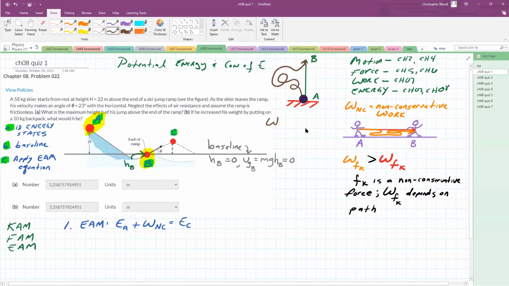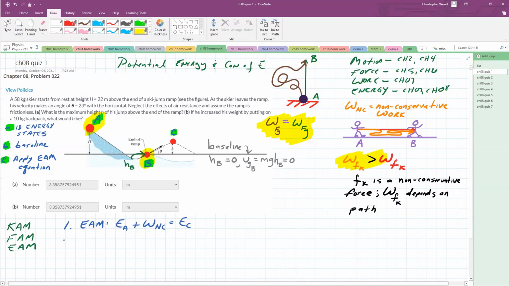So that's what it means to be a conservative force. For a conservative force, path doesn't matter. The only things that matter are the end states. Where did you start off from and where did you end up? So that's the big difference between a conservative force and a non-conservative force. That's a big deal, which is why I'm spending lots of time on it. Okay, having said that, back to the solution.